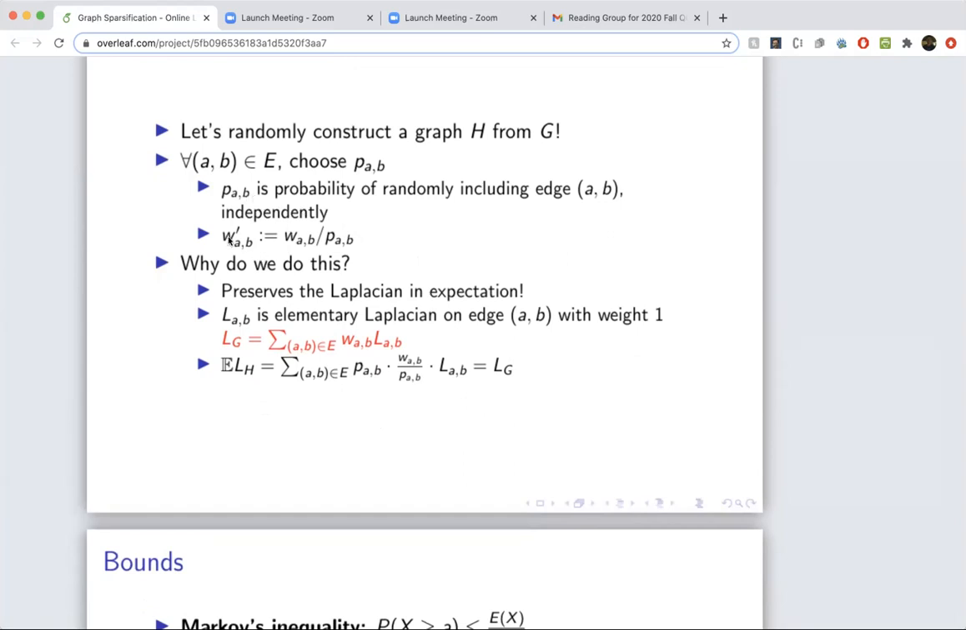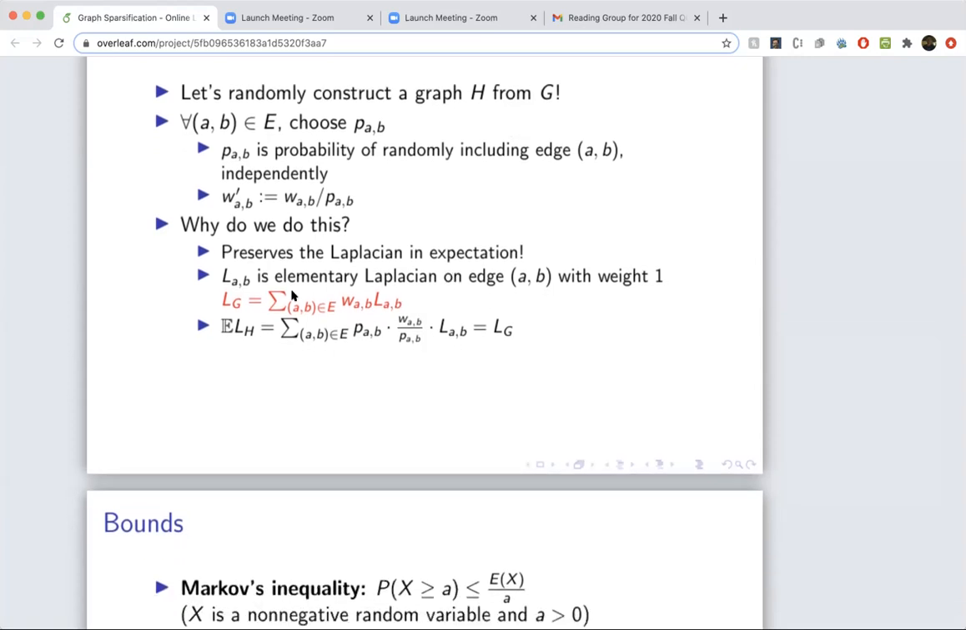Furthermore, we're going to do something that might seem a little unintuitive at first. We're going to take the edge weight of ab, and divide it by this probability. That's going to be the new edge weight in our sparsified graph H. So you might ask, why do we do this? This preserves the Laplacian in expectation.